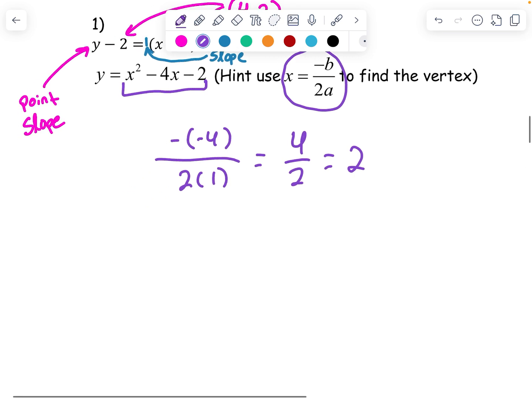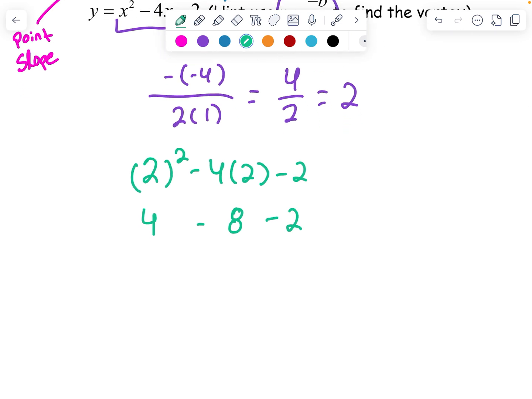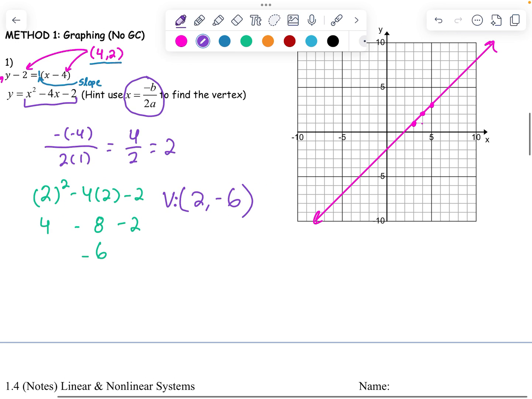Then to find the y value, we just plug that x value right back in. So if we have 2 squared minus 4 times 2 minus 2, that gives us 4 minus 8 minus 2, which is negative 4 minus 2, giving us negative 6. So our vertex is at 2, negative 6. And then we can graph that. So we go right 2, down 6, puts us here.